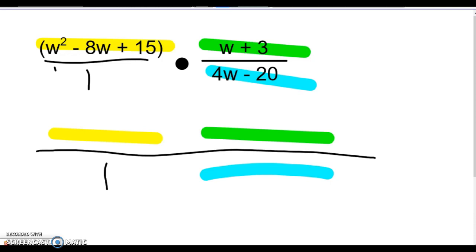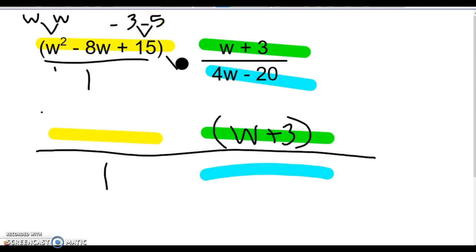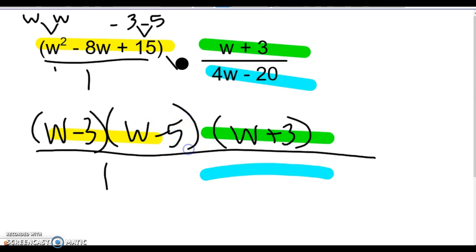So let's see, is there anything I can't factor? I don't think I can factor the w plus 3, so I'm just going to write that down. But right here, I see 3 pieces, so I can factor that. W, 3 and 5. Can you put those two together to get negative 8? Yes. So w minus 3, w minus 5. And then down here, there's no w squared, so I'm just going to look at what comes out of both numbers, to which I say 4. And if I take 4 out of there, then I have w minus 5.